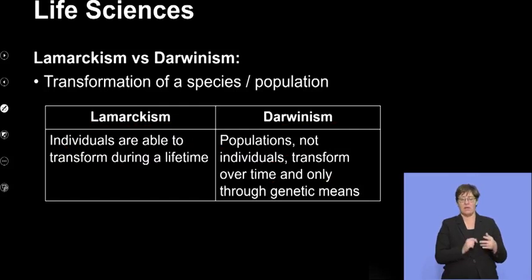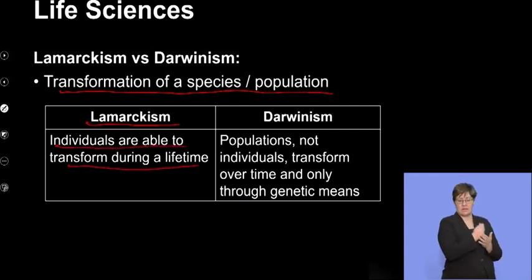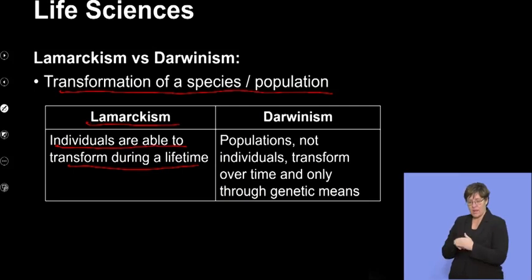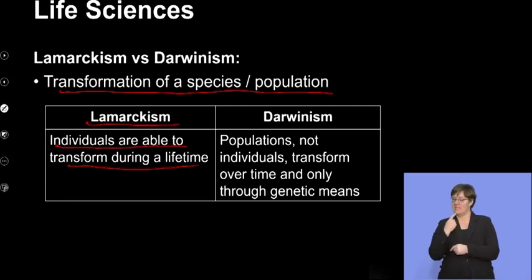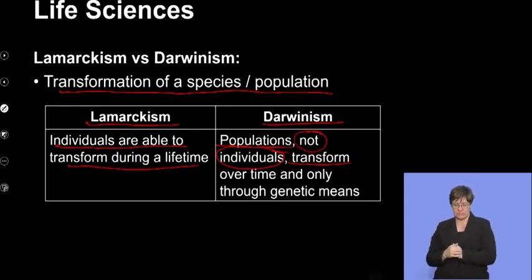All right, and then in the second difference, we have a look at how the population or the species changed. So it was the transformation of the population. Under Lamarck's theory, he said that individuals are able to transform during a lifetime. So they would develop a characteristic, and once they had acquired that characteristic, they would then be able to pass it on to the next generation in their lifetime. Whereas Darwinism states that the population transforms and not individuals. That's very important. So we need to remember that it's not individuals, but population.